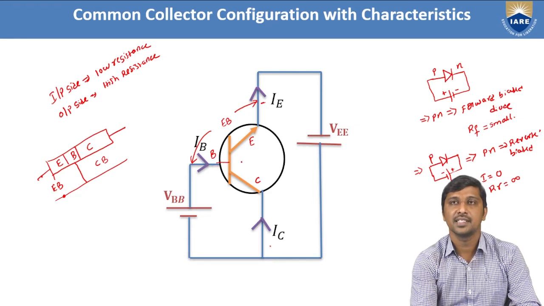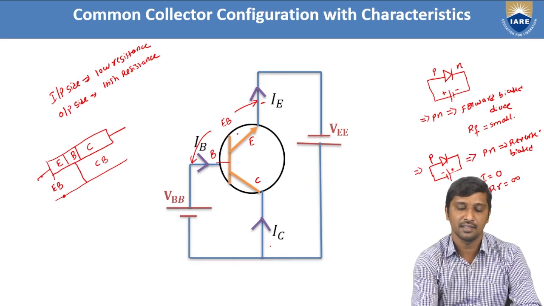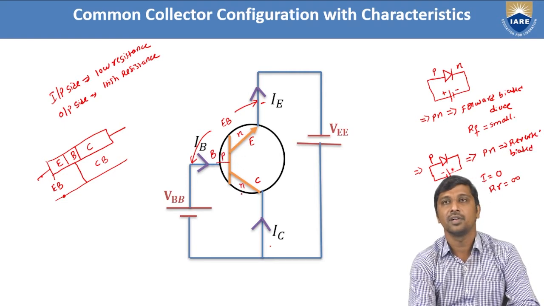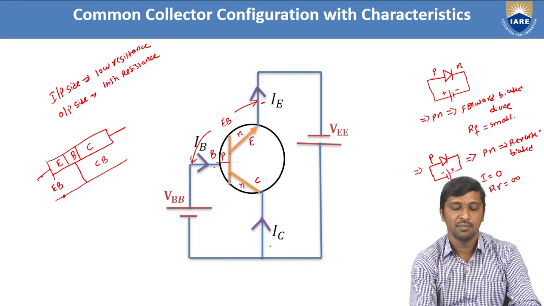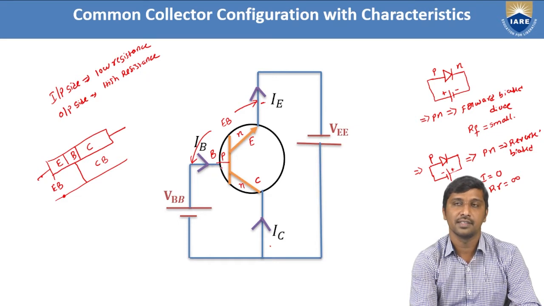Considering the type of the transistor, here I use an NPN transistor. The emitter is made of N-type material, the base is made of P-type material, and the collector is again made of N-type material. Then we show that the base with respect to the emitter should be forward biased.